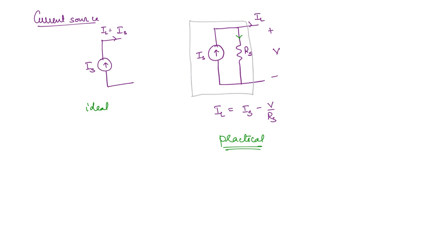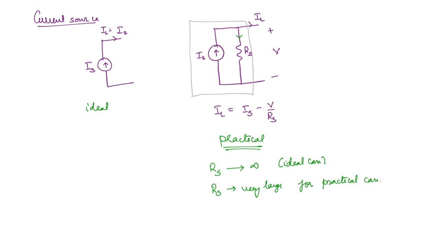Now what is the ideal case here? The ideal case is when the source resistance or the internal resistance becomes infinity. So this is the ideal case. Practically, Rs is going to be very large. So you can see the difference between voltage and current source. In a voltage source, internal resistance was very small and ideally it is 0. For a current source, the internal resistance is very large and ideally it should be infinite.